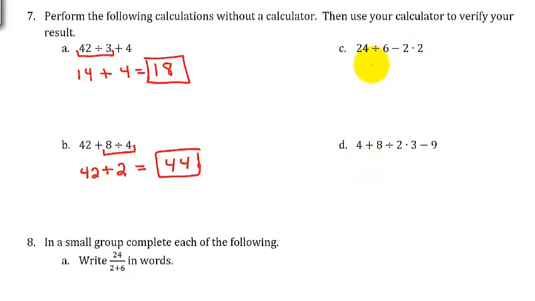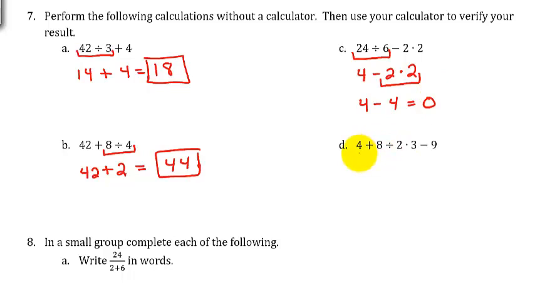Now on to example C. We have 24 divided by 6 minus 2 times 2. So again, we do multiplication and division as we see them and as we run into them, working from left to right. So we're going to do this division first. 24 divided by 6 is 4. And then we have minus 2 times 2. Now we take care of multiplication because multiplication and division come before subtraction. So that's going to be 4 minus 4, which is 0.